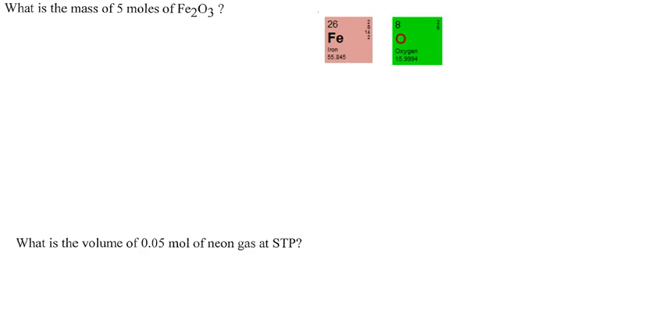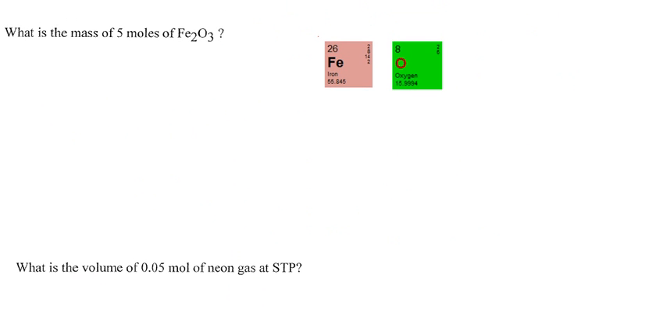Okay. Let's take a look at another example. This time, they want to know what the mass is. So what we're solving for is the mass. What we are given is 5 moles. So we always begin with what is given. We have 5 moles of, this is iron 3 oxide, commonly called rust.